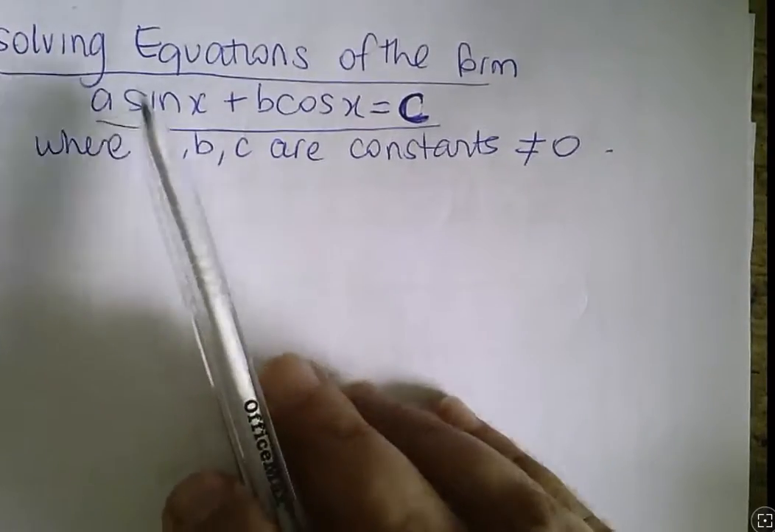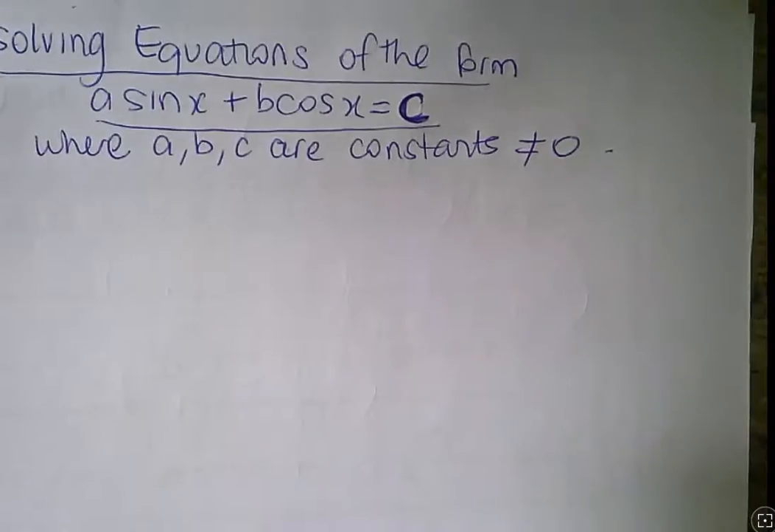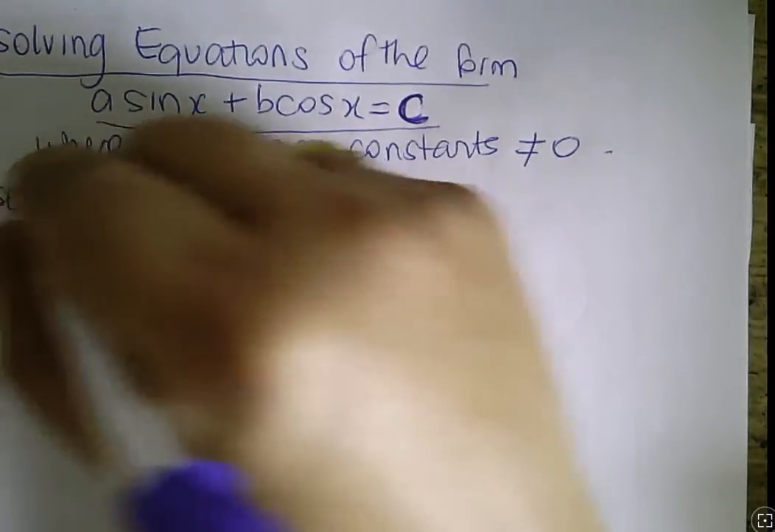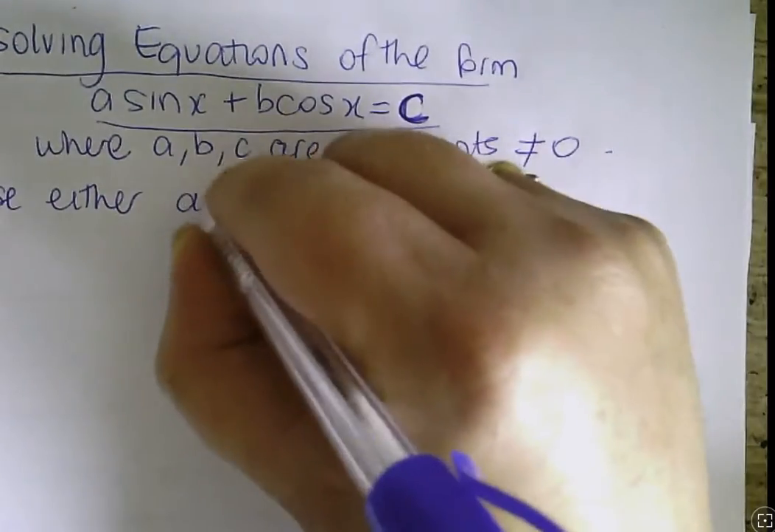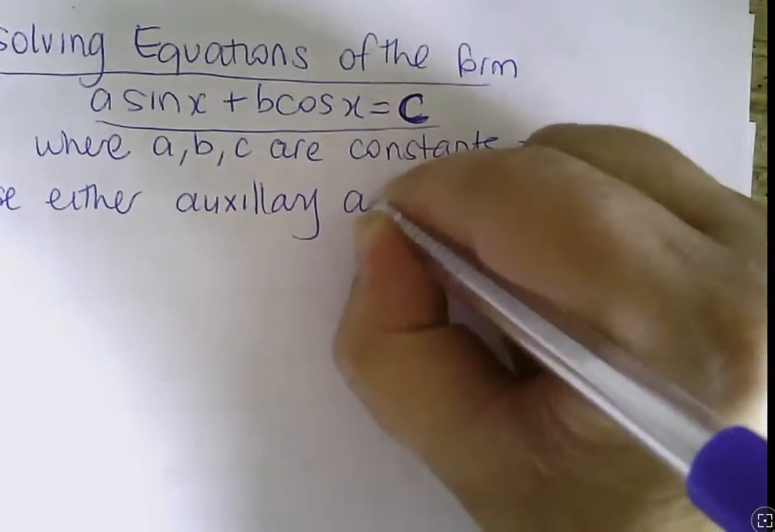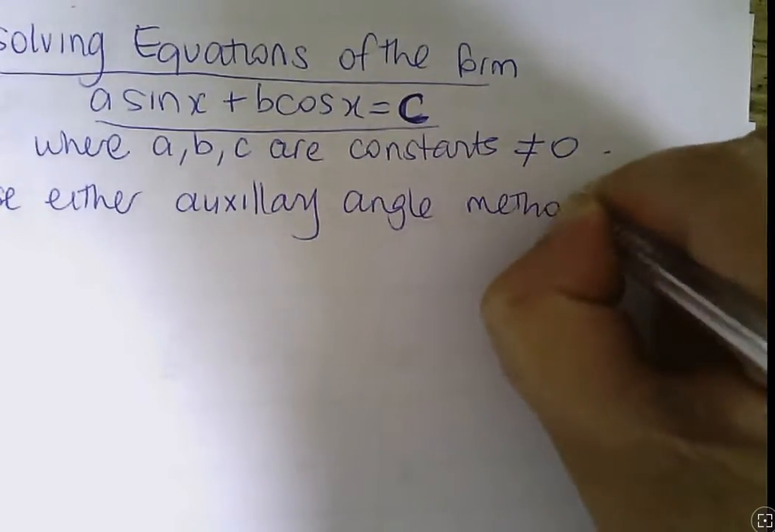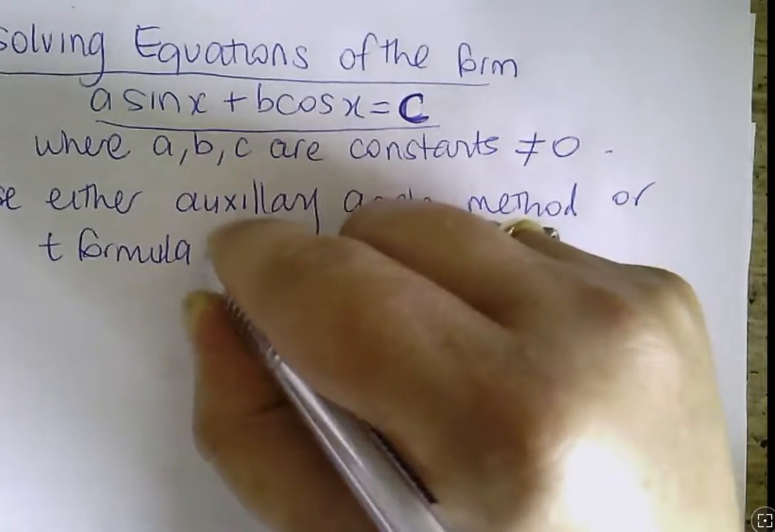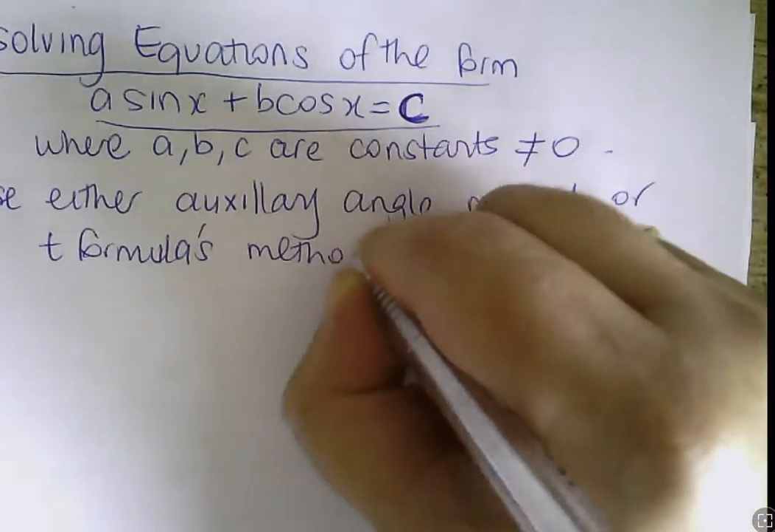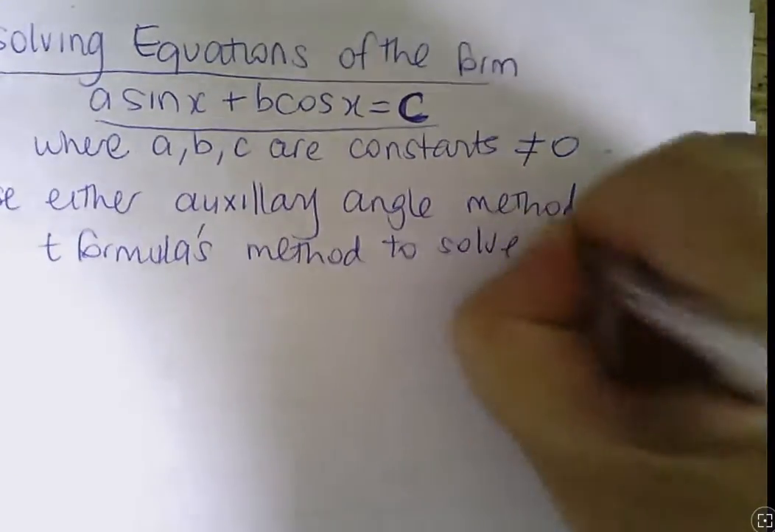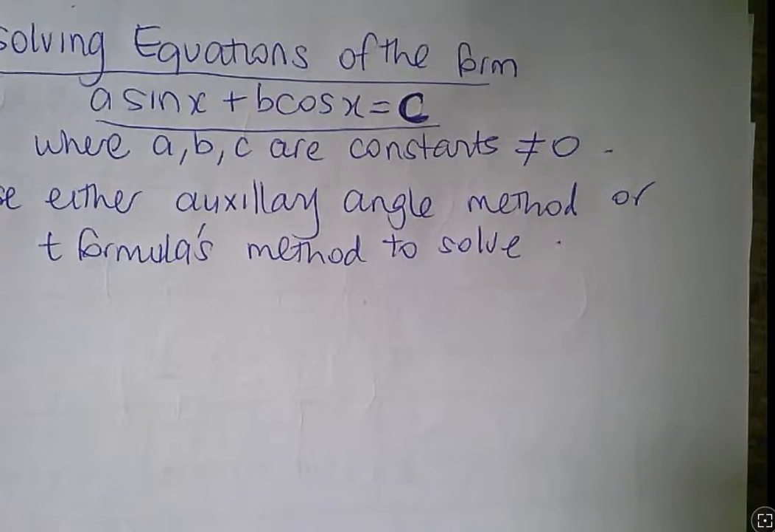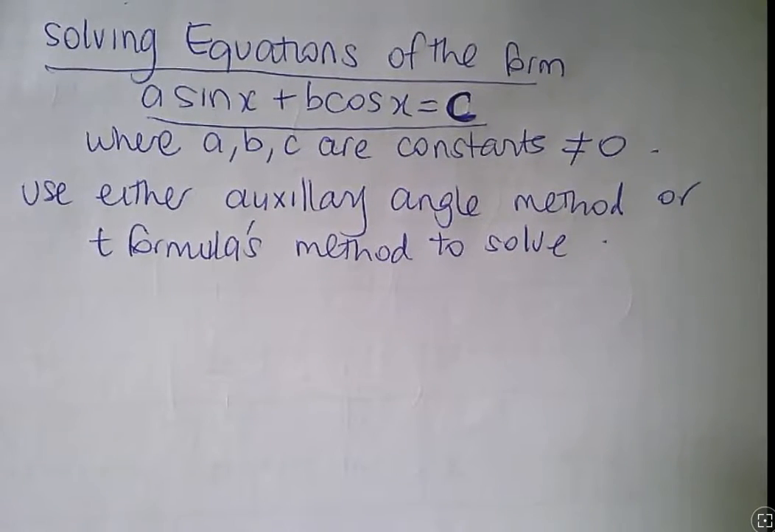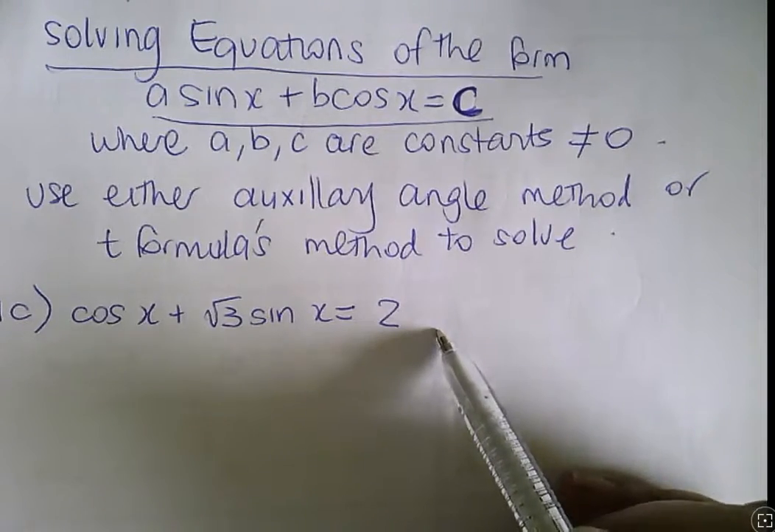But whenever you've got a sine x plus b cos x equals some constant, you have to use one of two methods. So use either the auxiliary angle method or the T formulas method to solve. Okay, so we're going to revise using those methods. So you have to recognise when to use the methods. That's the question that we're going to do.